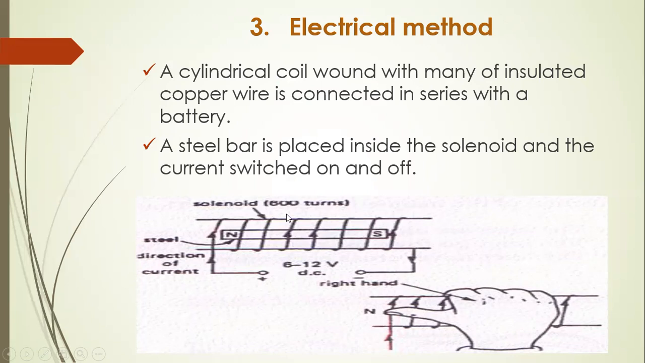Now a steel bar is placed within the solenoid. The solenoid is this one, and the current is switched on and off. So the process of switching the current on and off, as the current flows through this rounded cylindrical coil, will make the material, that is the steel bar here, magnetized.